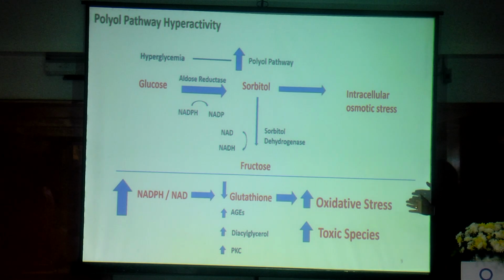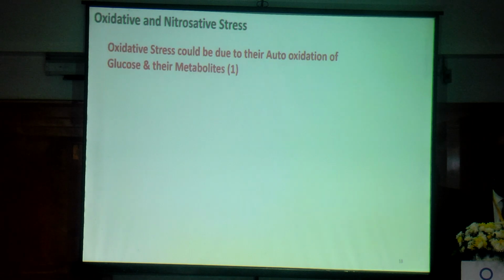So these are the main two events that occur: increased oxidative stress and the toxic species caused by the increased level of NADPH and NAD, which are very important in causing peripheral neuropathy. Apart from that, the oxidative stress could be due to the auto-oxidation of glucose and its metabolites.